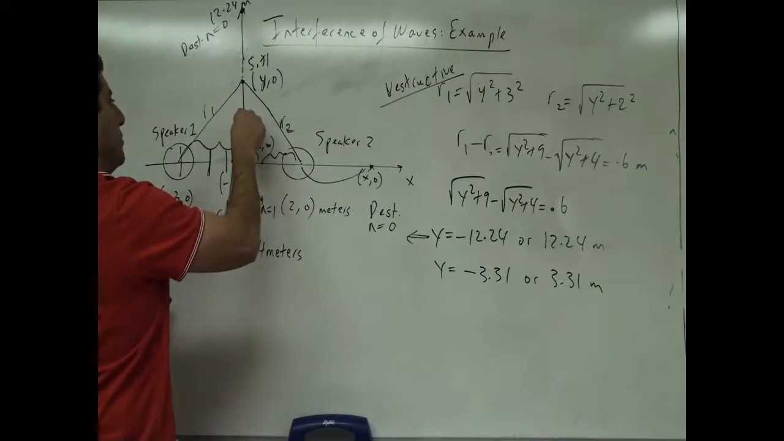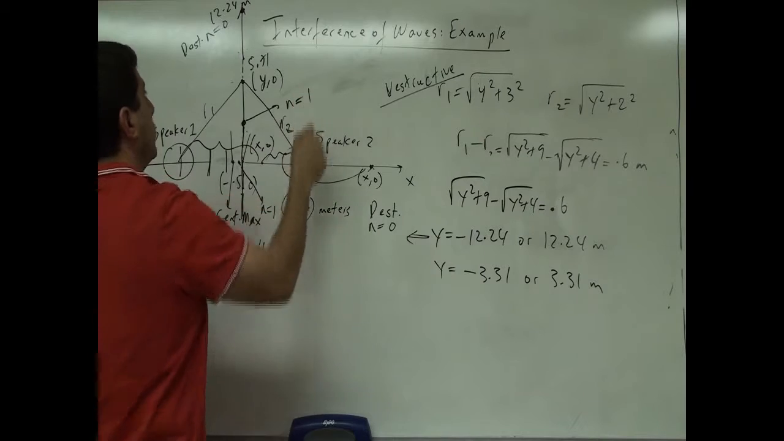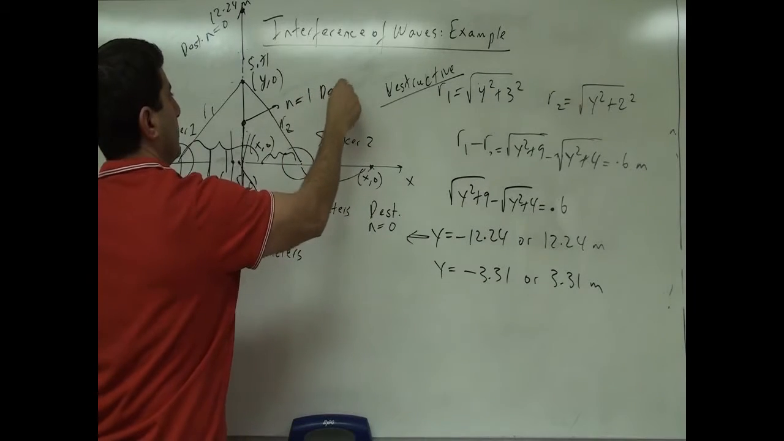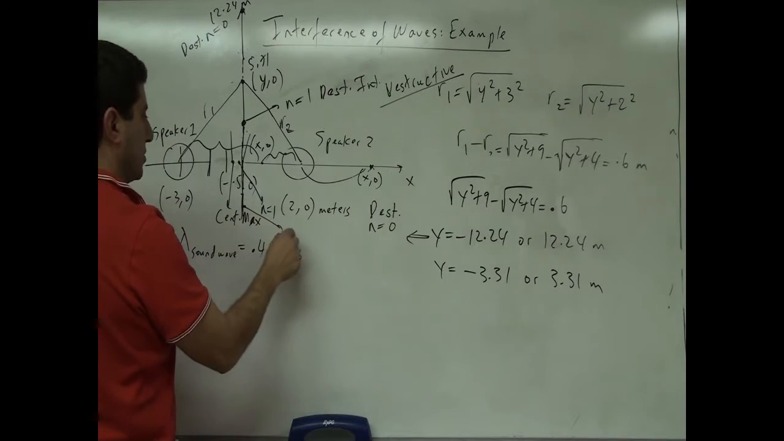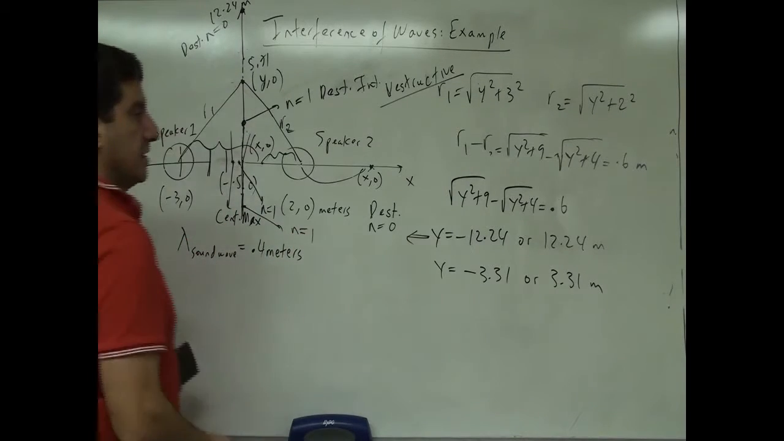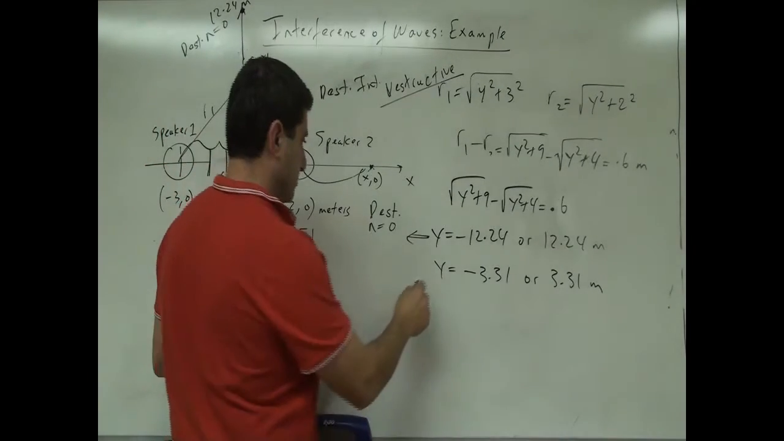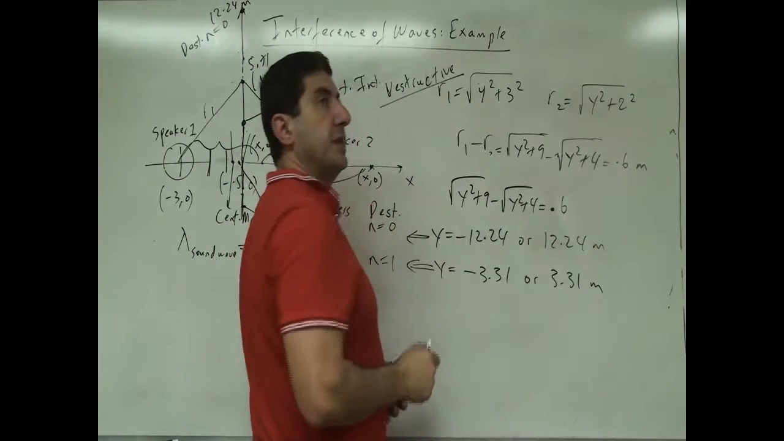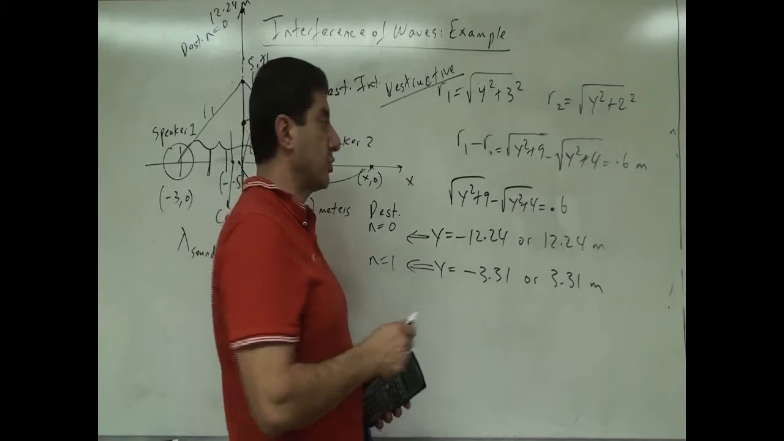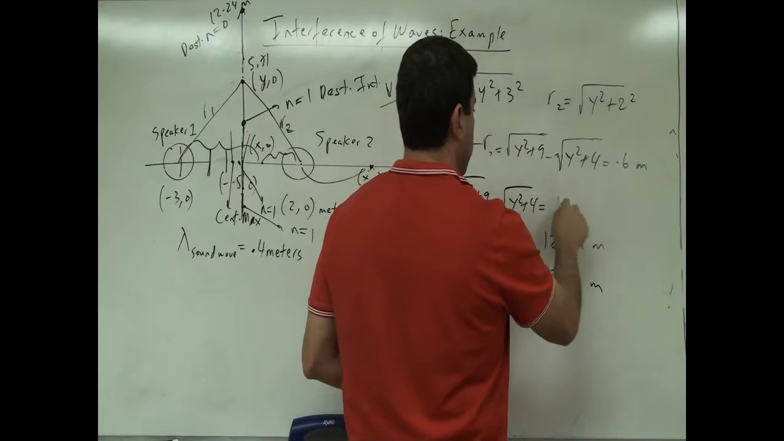So 3.31 would be here. That would be n equals 1 destructive interference. And then this is n equals 1 also. Now we're getting closer. Then we can try n equals 2, right? So n equals 2 would be 2.5 wavelengths, right? So that would be 1 meter, right?